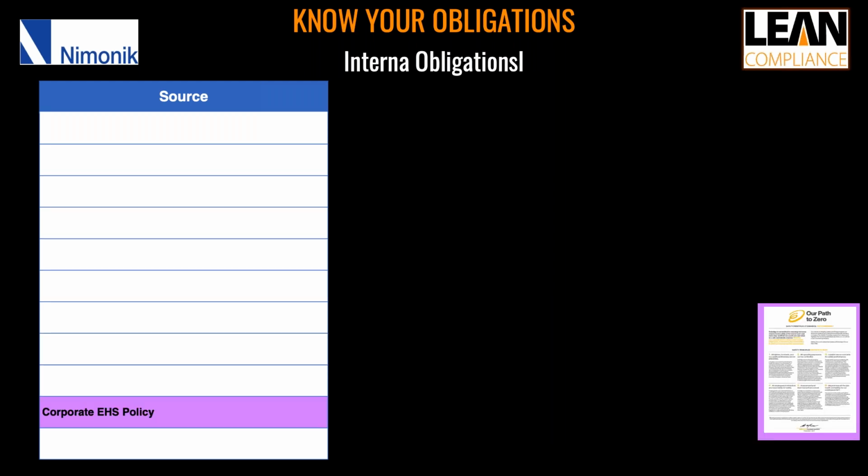And finally, and lastly, we have an internal obligation. These come from policies, contracts, agreements, stakeholder commitments, and so on. Here we've got the corporate EHS policy, and I'm sure you probably have one too. And it may be one for the environment, one for safety, health and safety, and so on. You may have different ones or maybe combined together.